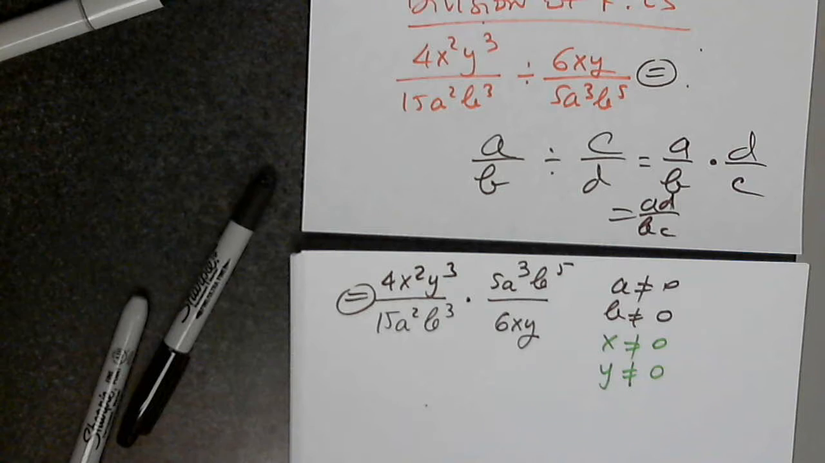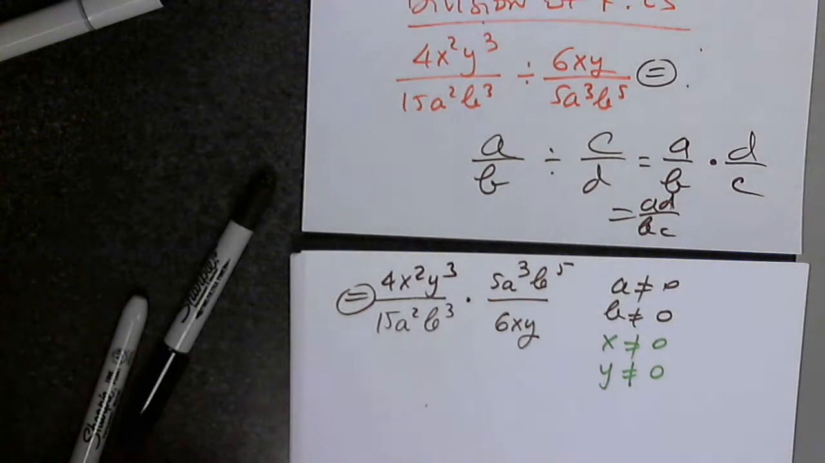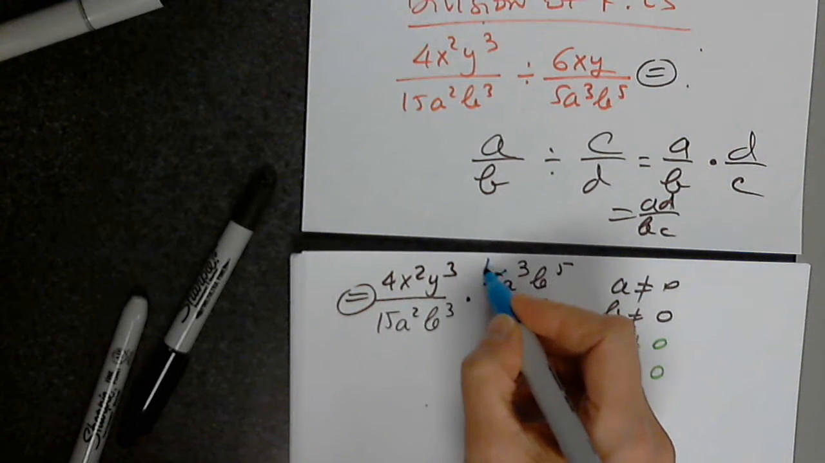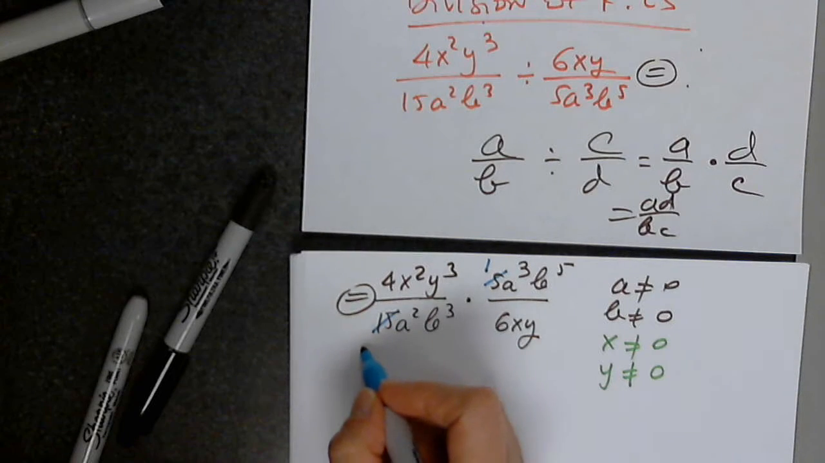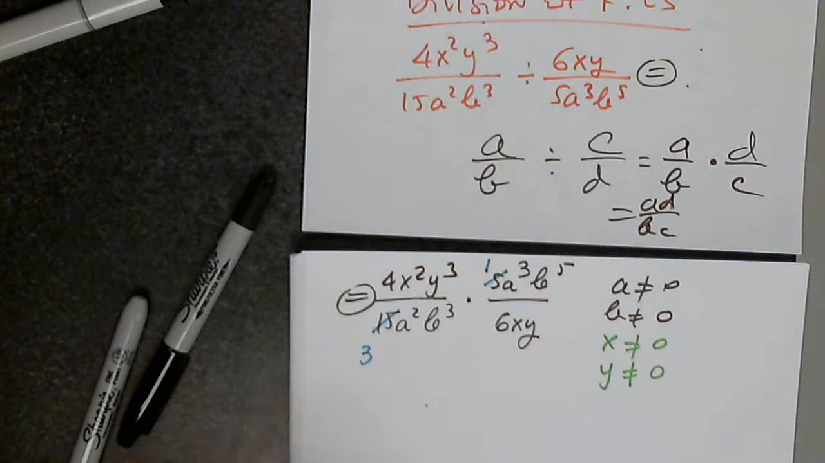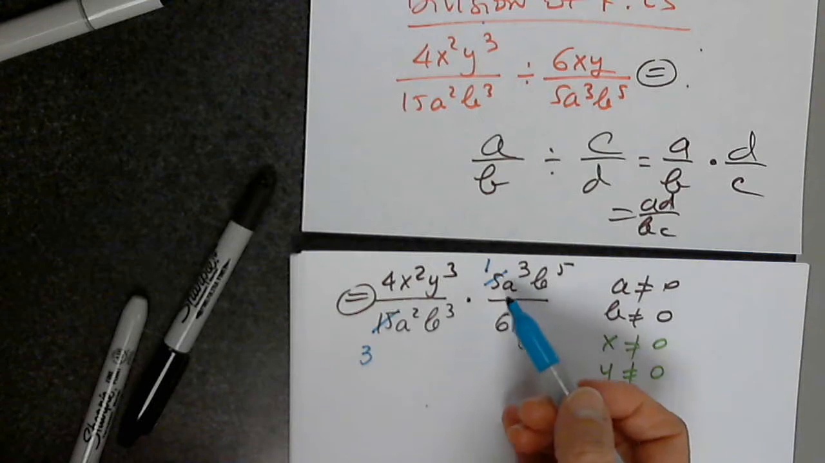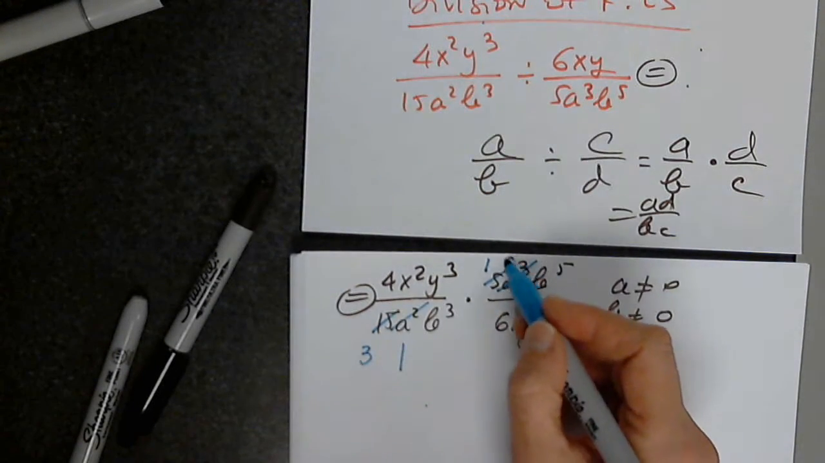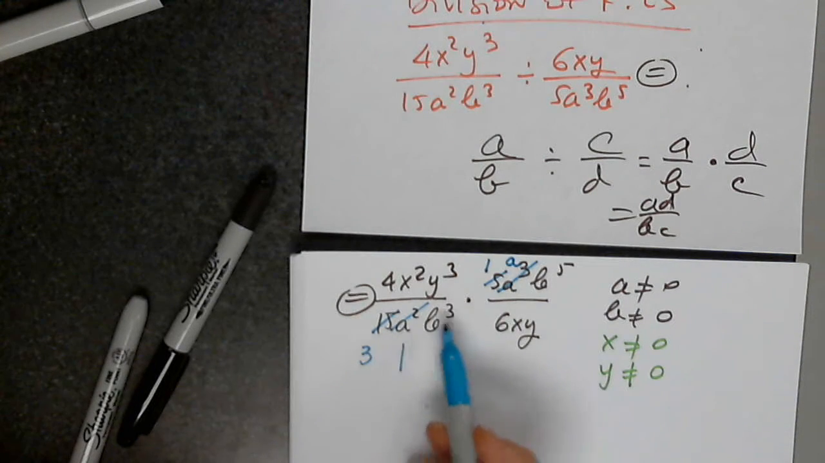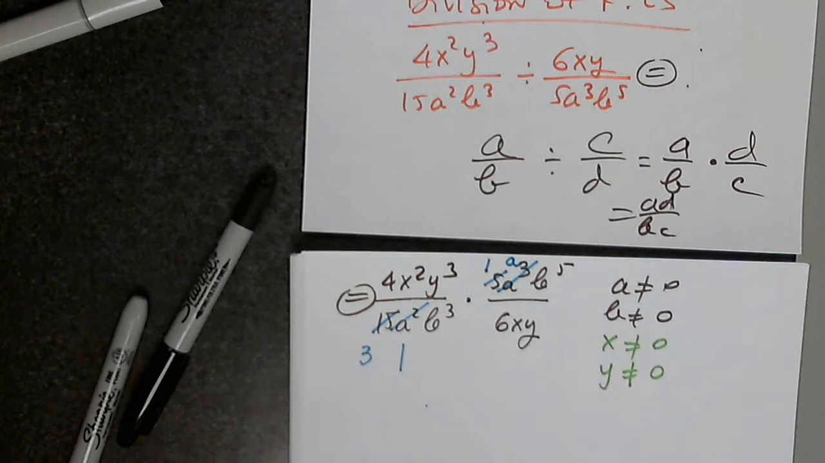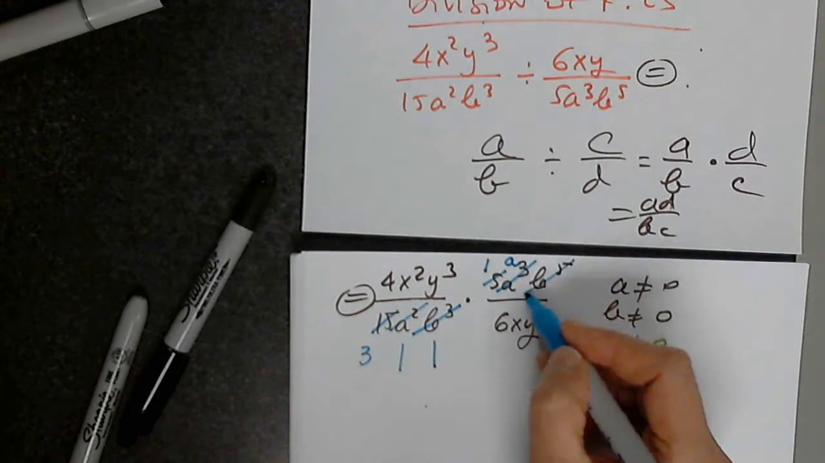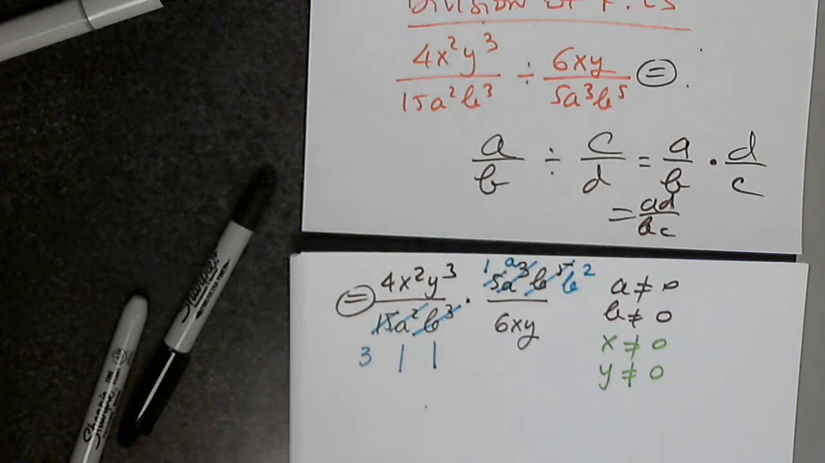Now I'm free to simplify whatever I can. And here's what I will do. I see a 5 and I see a 15. 5 divided by 5 is 1. 15 divided by 5 is 3. I see a cubed and a squared. A cubed changes into just a because I removed 2 of those from each. B cubed and b to the 5th. B cubed goes away, but I still have a b squared at the top.